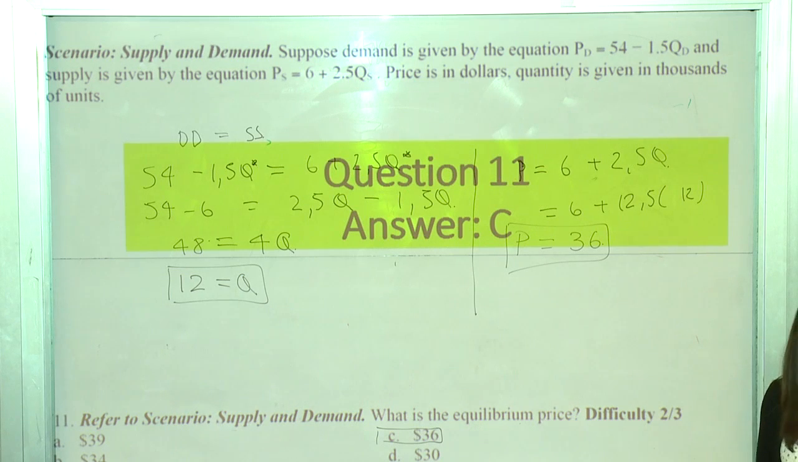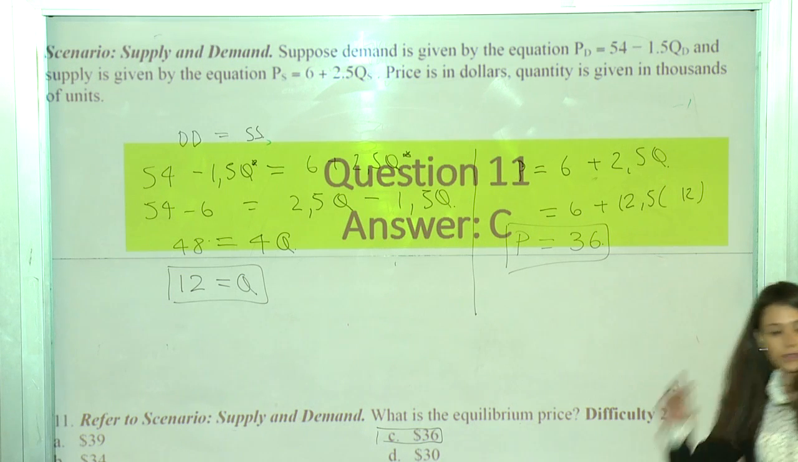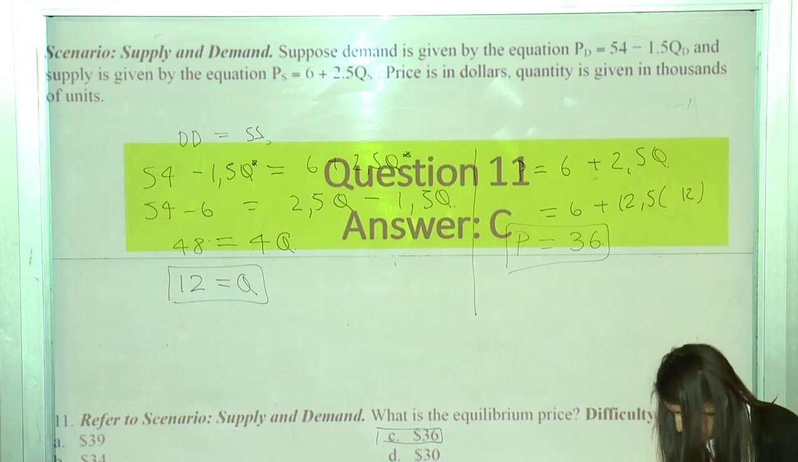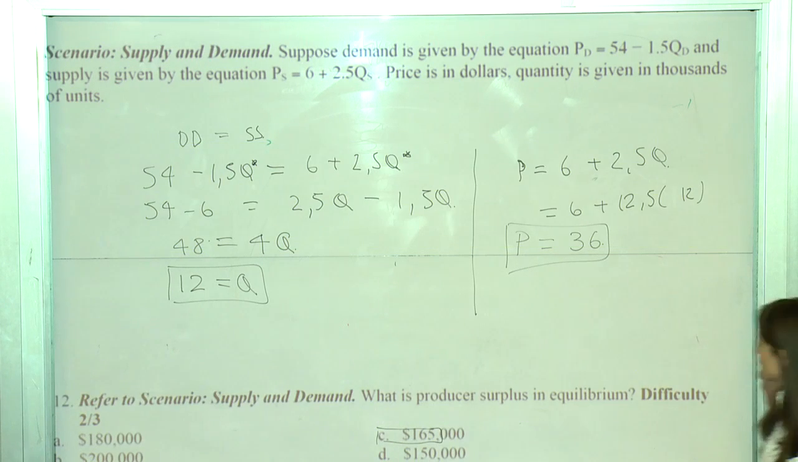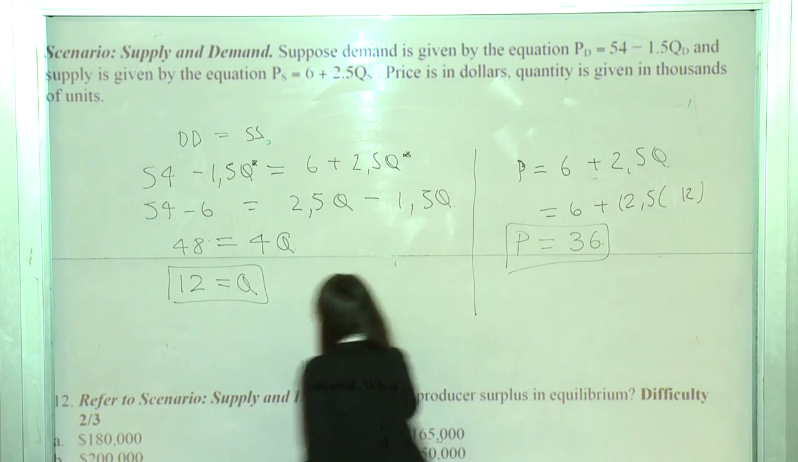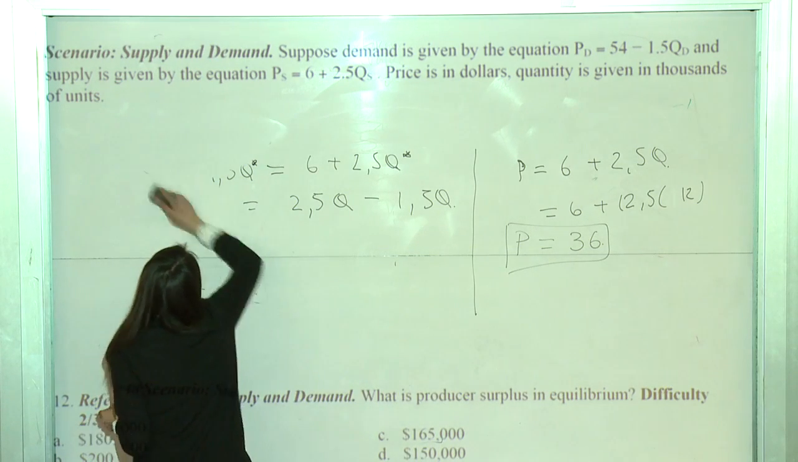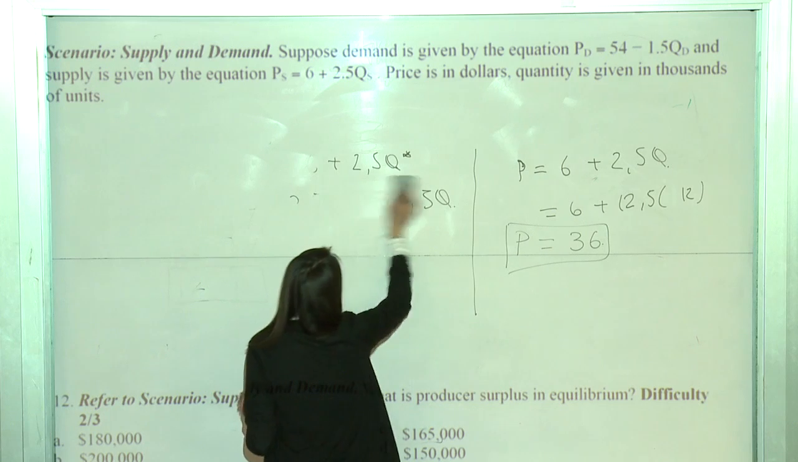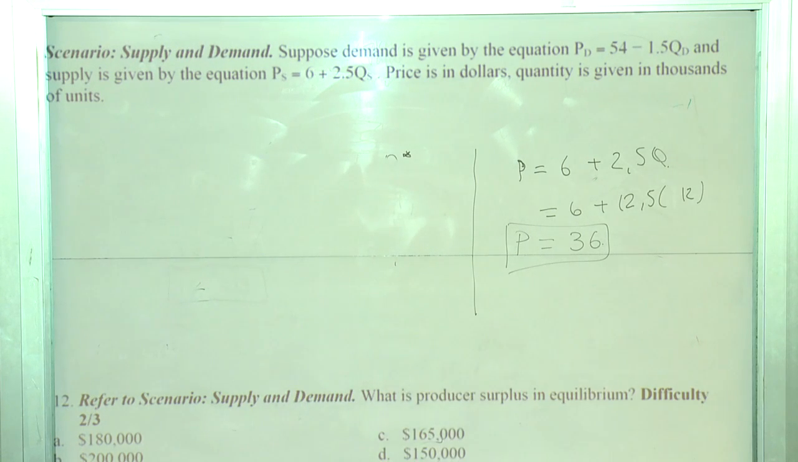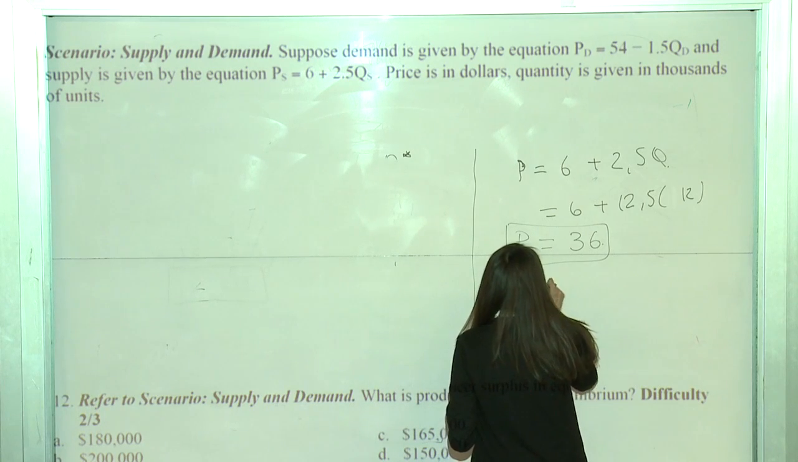Is that clear? Okay? You set them equal, you find the quantity, and then you plug the quantity either in the supply function or in the demand function. So we have, let me write down here, price is 36, quantity is 12.